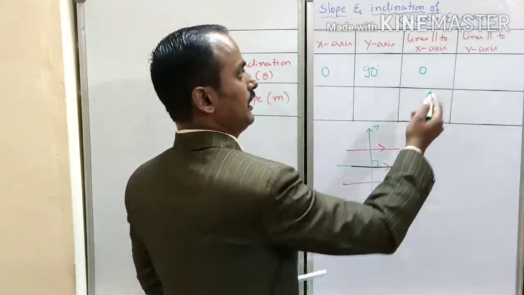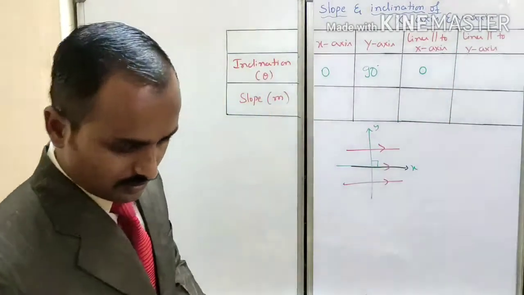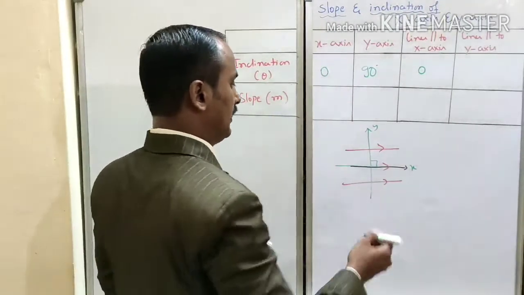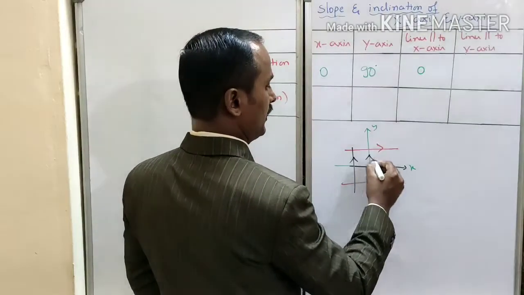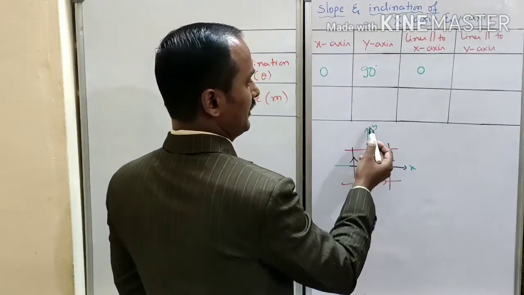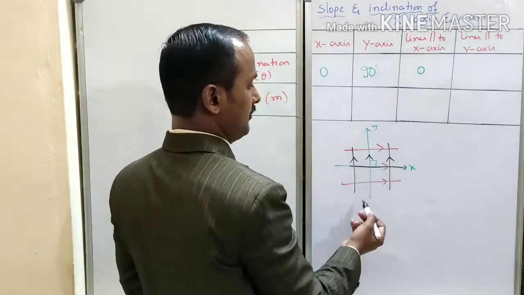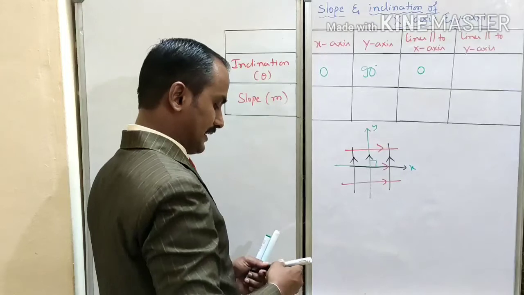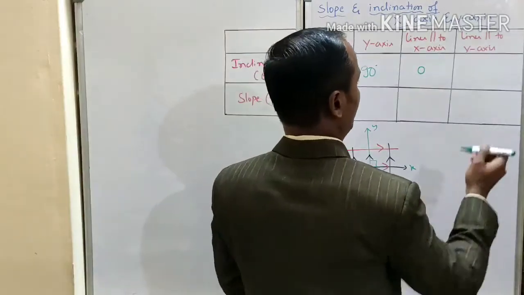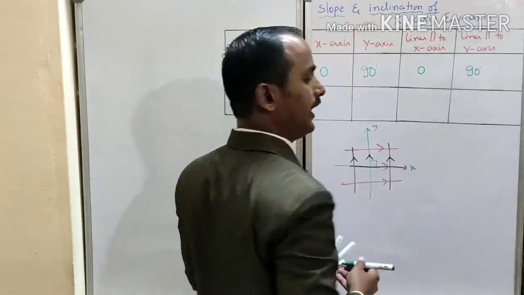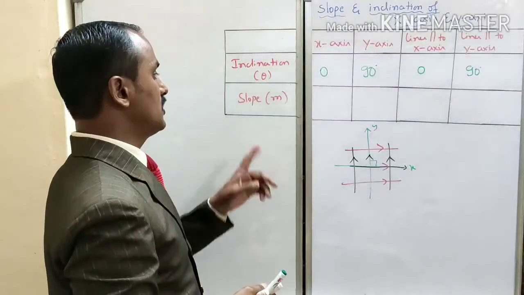Understand? Similarly, the lines parallel to the y-axis. Look here, this line is parallel to the y-axis. This line is also parallel to the y-axis. The y-axis inclination is 90 degrees. That means the lines parallel to the y-axis also have inclination 90 degrees, children. Okay, understood.